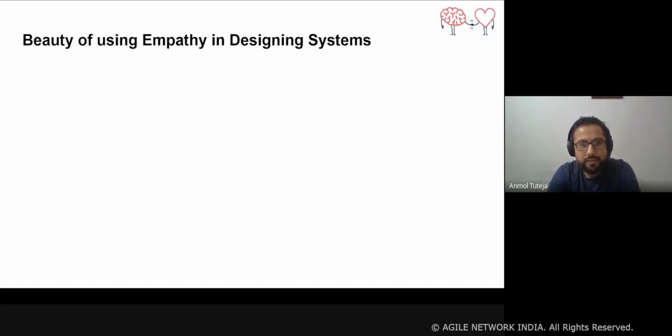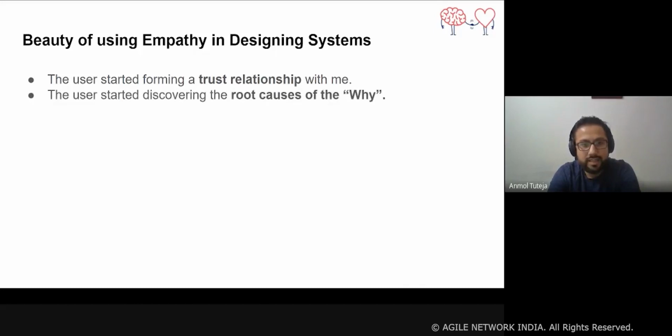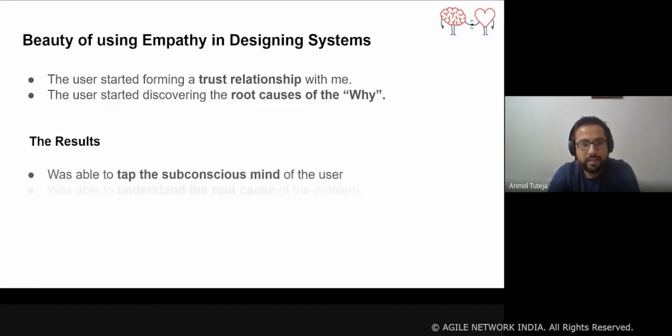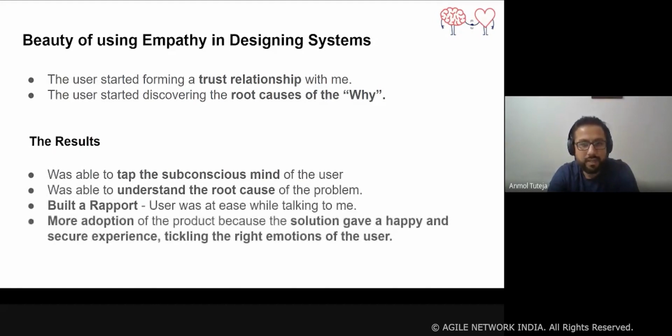So now, what is the beauty of using empathy in design systems? The user started forming a trust relationship with me. He talks more, I talk less, and I get to know what he actually needs. The user started discovering the root causes of the why. If he's asking for something, he's also discovering, while we are talking, why he actually needs it. The result was that I was able to tap the subconscious mind of the user. I was able to understand the root cause of the problem. I built a rapport, and adoption also increased because the solutions are directly tickling the right emotions of the user. So what changed for me?